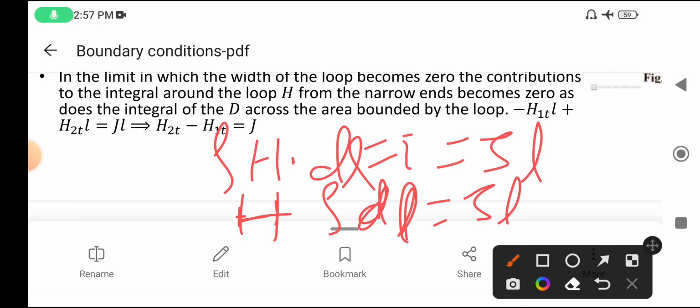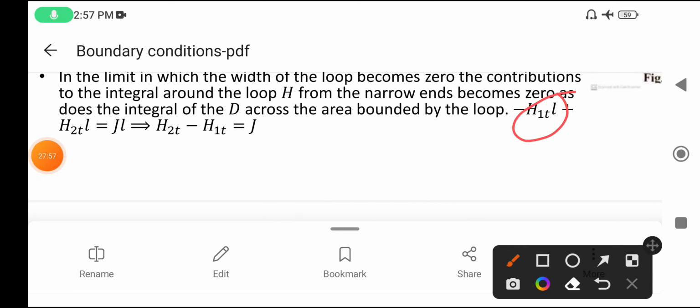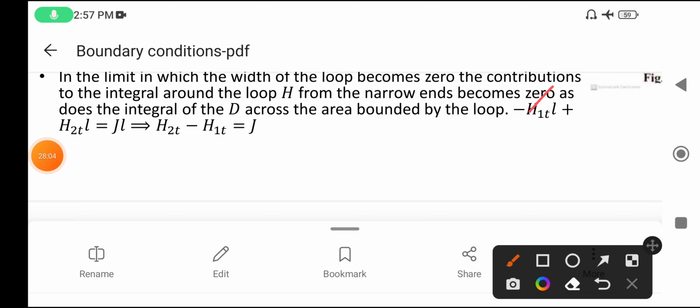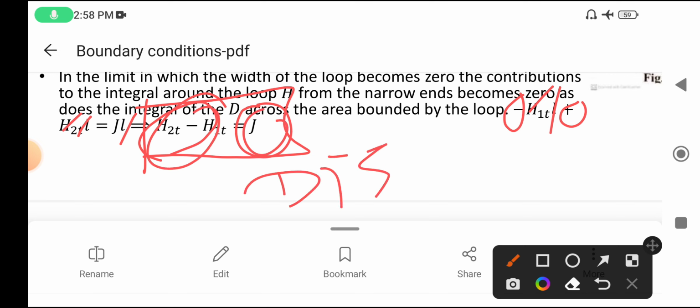So dl means small length. If we integrate, it gives total length, so that is why we get H into length. See, H into length. Here also H into length. In the place of current, JL is written. And this is the left side H, and this is the right side H. Left side H is always negative, right side H is always positive. So that is why here L and this L get cancelled. So finally what did we get? This difference is not equal to 0. When the difference is not equal to 0, then it is called discontinuous. When the difference is 0, that is continuous.